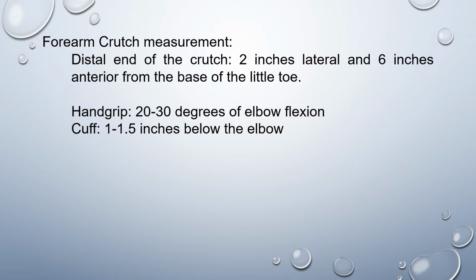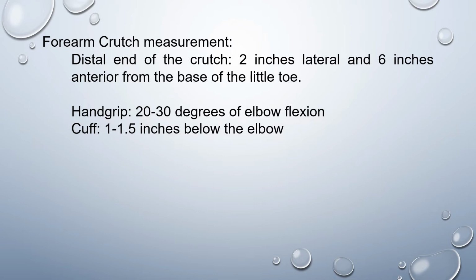For arm crutch measurement, distal end of the crutch 2 inches lateral and 6 inches anterior to the base of the little toe. So hand grip is 20 to 30 degrees flexion should be assumed. And then the cuff is 1 to 1.5 inches below the elbow.